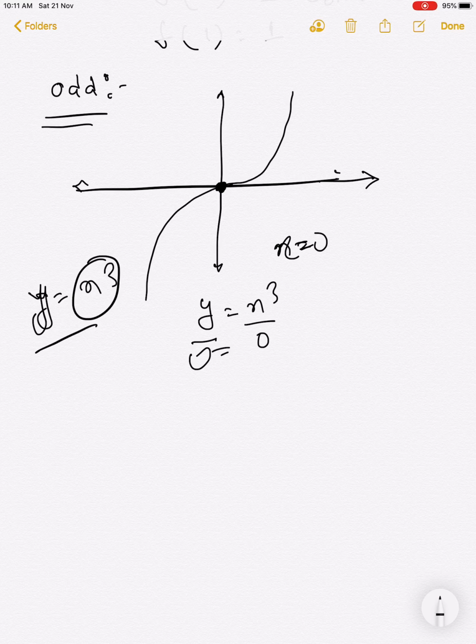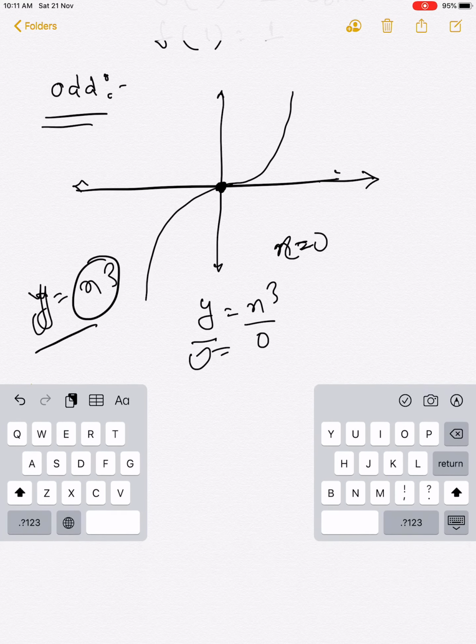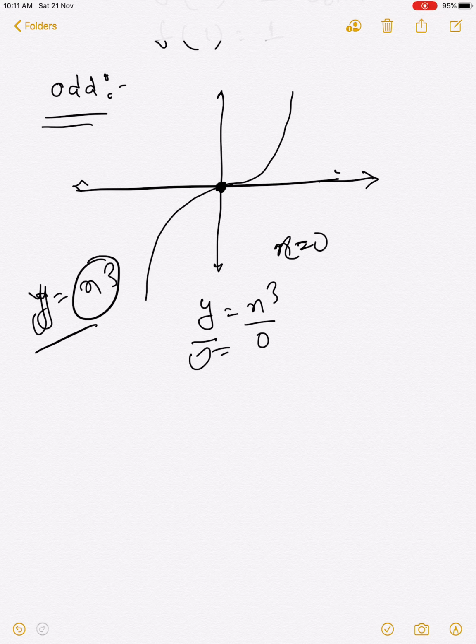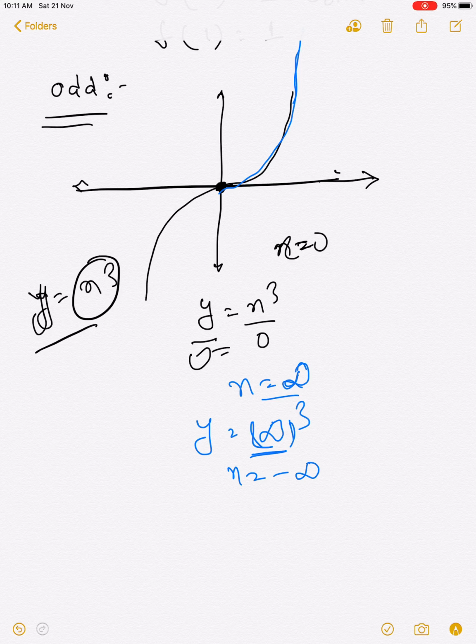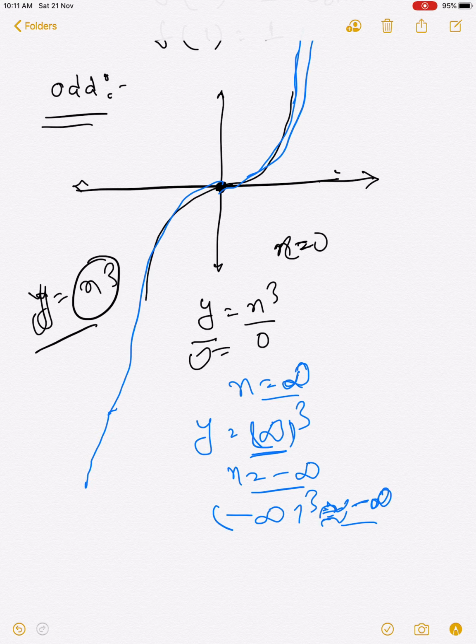And now, let's say if you take x equal to infinity, then what will you get? y equal to infinity cube, that is also infinity, so it will go to infinity. If we put x equal to minus infinity, then you will get minus infinity cube, that is also minus infinity. So it will go like this up to minus infinity and plus infinity. So you can just draw the graph like this only.